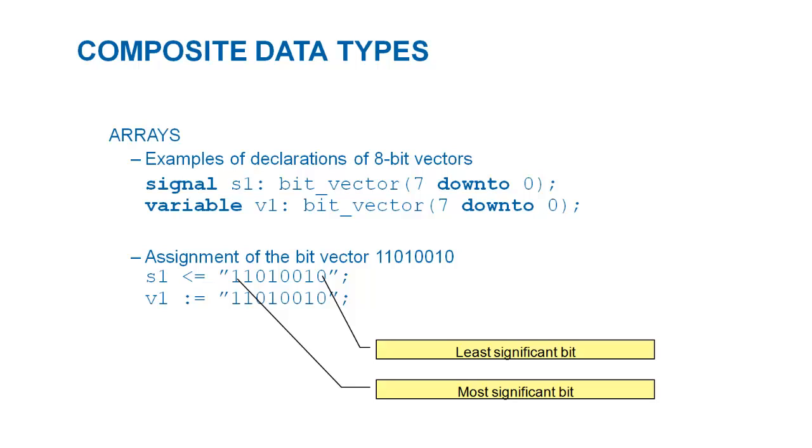Composite data types are aggregation of scalar data types. So for example, if you already have your bit, then you can now have bit vector. Here we have two examples, one is a signal and another one a variable, that are bit vectors that are 8 bits, and the definition is like they are going as 7 down to 0. And what this means is that the most significant bit is 7 and it's on the left side, and the least significant bit is position 0 on the right hand side.